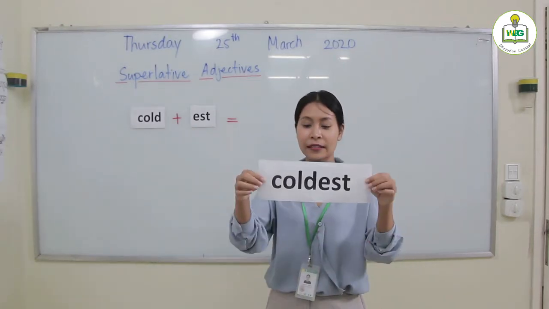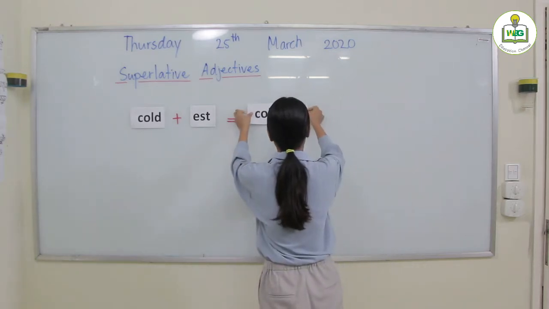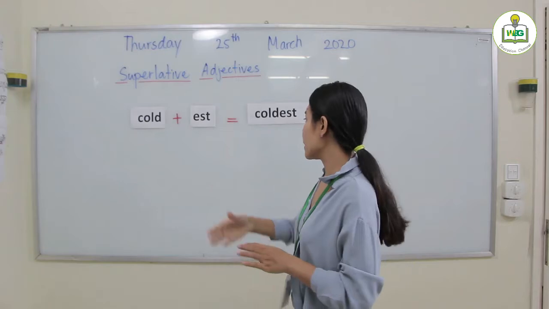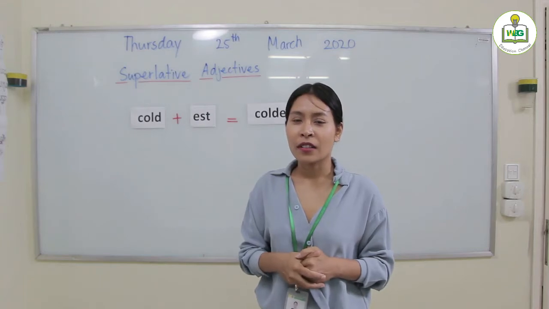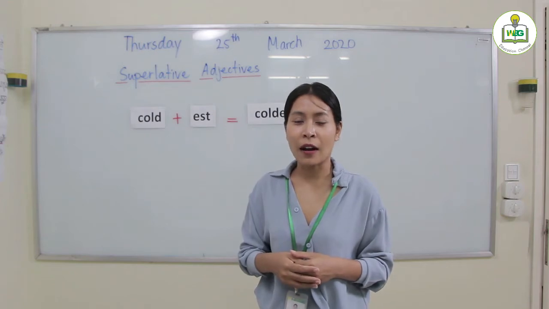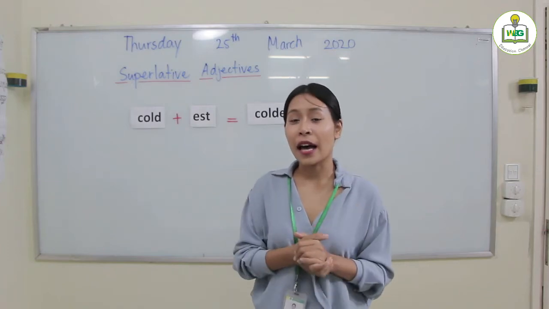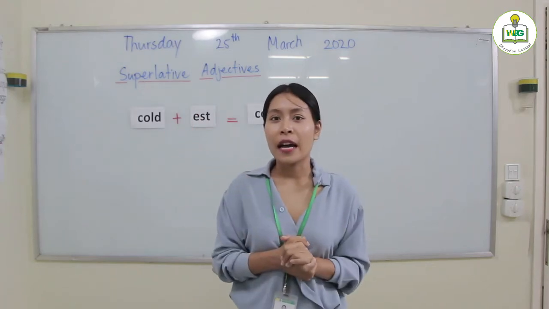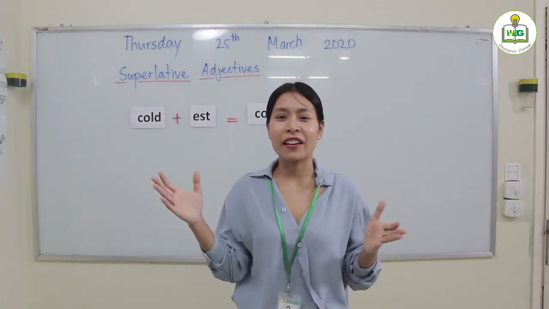It says coldest, right? Do you know what coldest is? Now, can you make a sentence by using the word coldest? Let's say Greenland is the coldest place in the world. I'm not sure, but just assume it is the coldest place in the world. So it means that everywhere in the world, Greenland is the coldest place. Very, very cold, colder than any other places in the world.